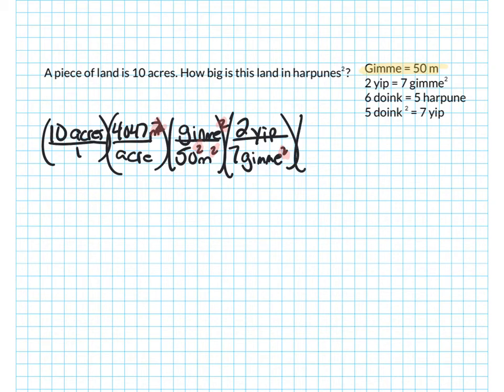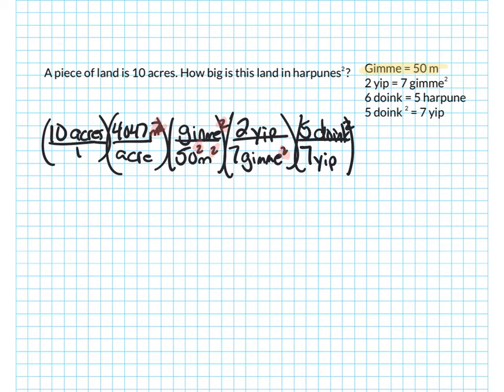5 doink squared equals 7 yips. All right. Yips on the bottom. Okay, the units match, so I don't need to do anything. 5 doinks on top. And they're squared.